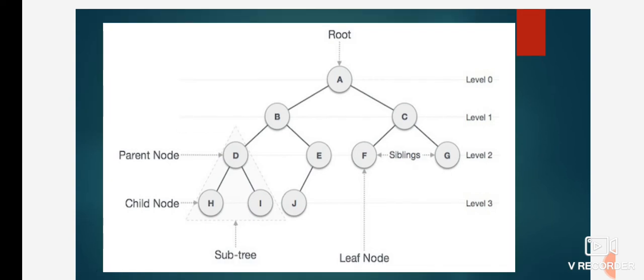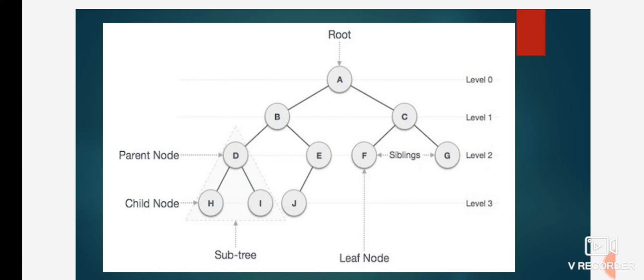So here A is the root node. A has two child nodes, B and C. The root node is the unique node in the tree to which further subtrees are attached. Then B is the parent node, and D and E are the child nodes. A parent node is a node having further sub branches. Here B is the parent node, and D and E are the sub branches. So this is the parent node.